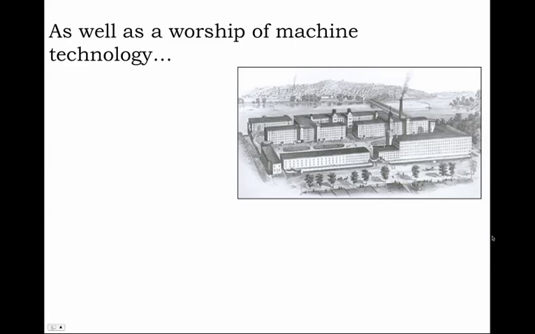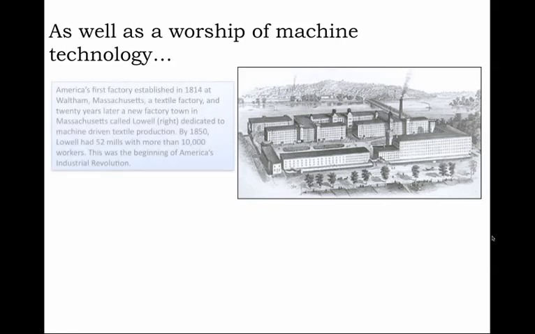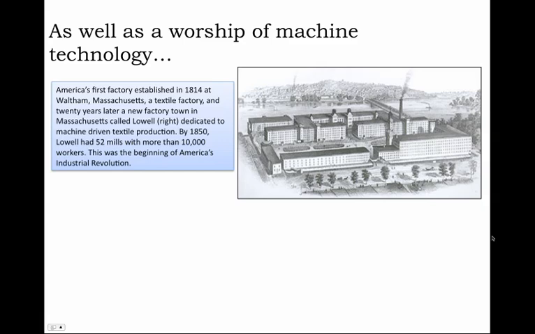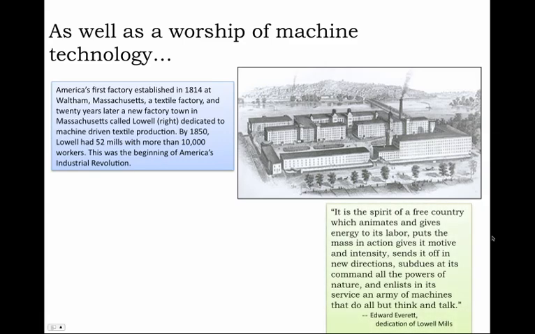Certainly Americans were a people who seemed to worship machine technology in this early age of industry. America's first factory, a textile factory, was established in 1814 at Waltham, Massachusetts, and 20 years later a new factory town in Massachusetts called Lowell, which you see here in this image, was dedicated to machine-driven textile production. By 1850, Lowell had 52 mills with more than 10,000 workers. This was the beginning of America's Industrial Revolution, a revolution given voice by Edward Everett on his dedication of the Lowell mills.